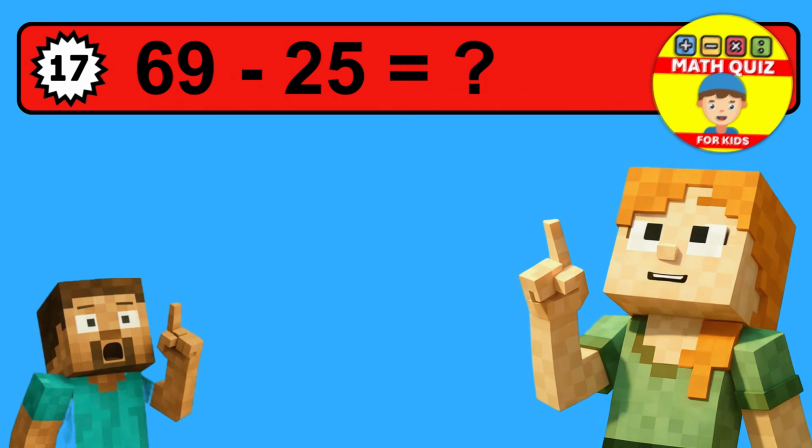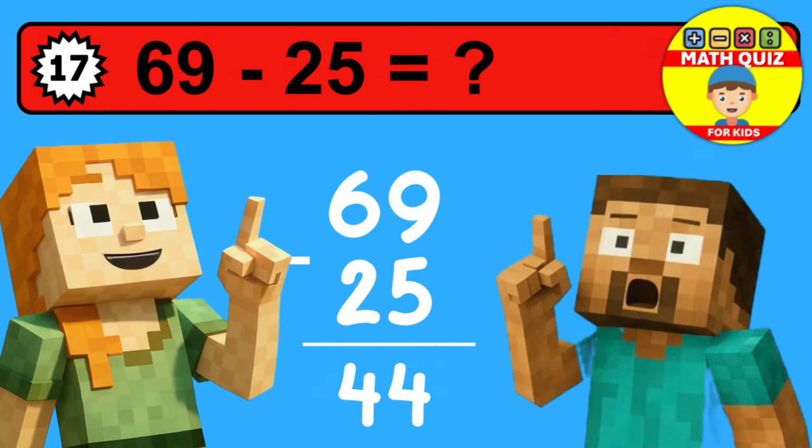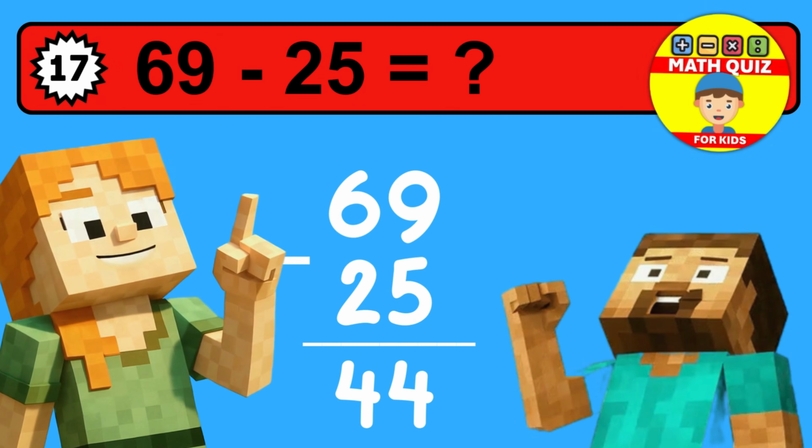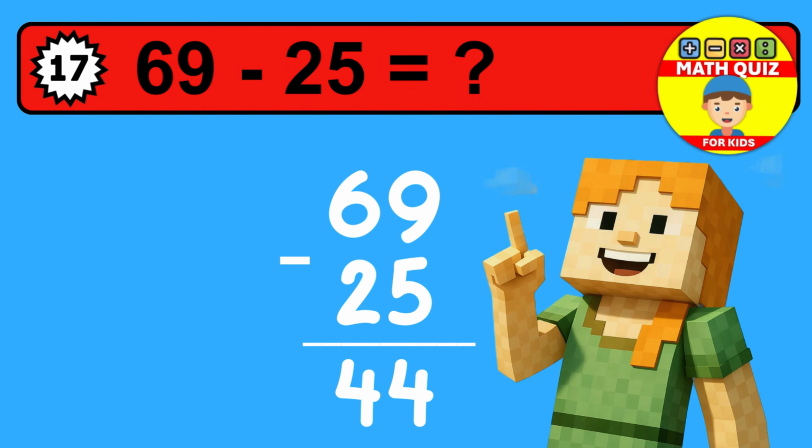Let's solve this step by step. We start with the units. 9 minus 5 is 4. Then we go to the tens. 6 minus 2 is 4. The final answer is 44.